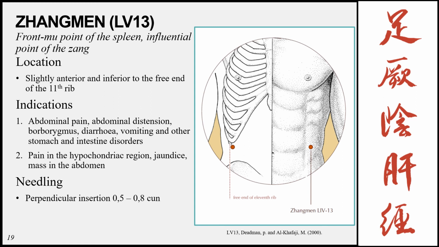But this point is also an influential point of the ZHANG. So the influential point of the ZHANG can treat any conditions of ZHANG organs. It can also be used to treat conditions of the other ZHANG organs, such as the kidney or the spleen. Then if we look at the second group of actions, it can be used for pain in the hypochondriac region, so that's a local function, also for jaundice and mass in the abdomen. Needling is perpendicular insertion, 0.5 to 0.8 tsun.